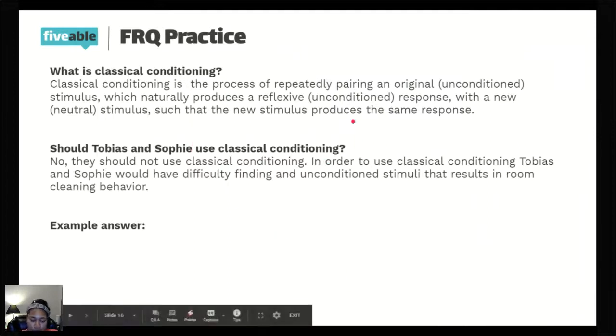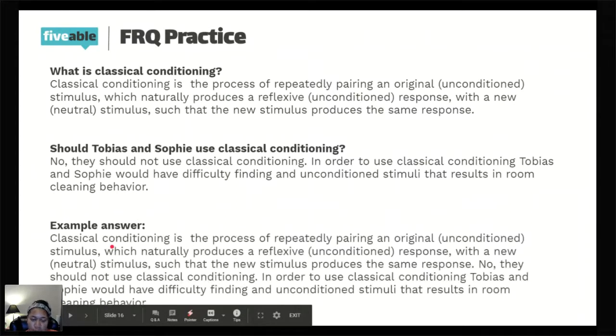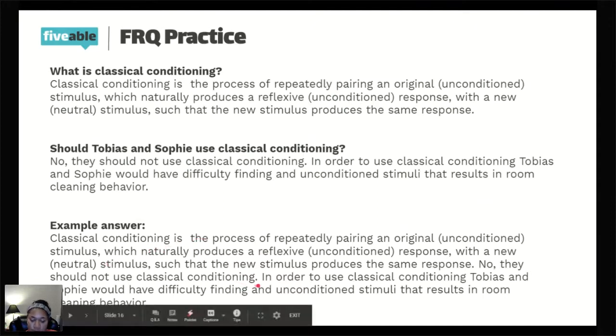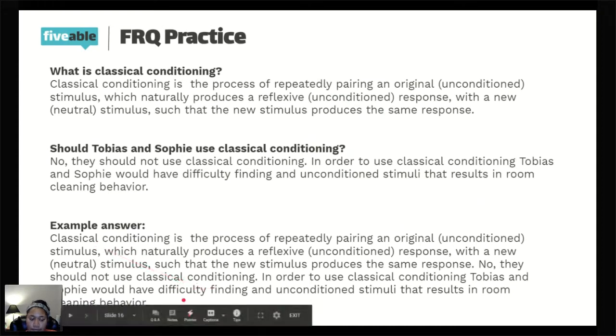So no. So like as a full final answer, you could say something like this. Classical conditioning is the process of repeatedly pairing an original unconditioned stimulus which naturally produces an unconditioned response with a new neutral stimulus such that the new stimulus produces the same response. No, they should not use classical conditioning. In order to use classical conditioning, Tobias and Sophie would have difficulty finding an unconditioned stimuli that will result in them doing their laundry.